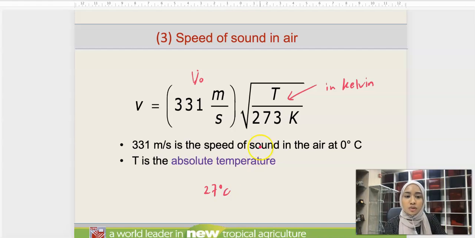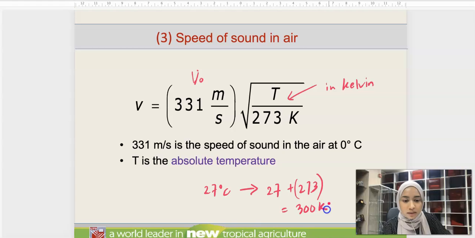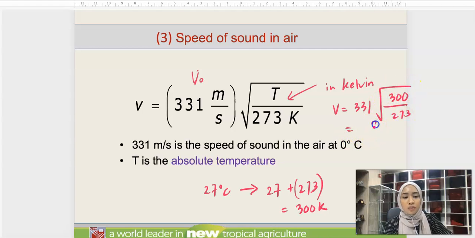If I ask you what is the speed of sound at 27 degrees Celsius, what you should do is convert this degrees Celsius to Kelvin. 27 plus 273, you have to add 273 to convert it to Kelvin. So now it becomes 300 K. So how do I use this equation? V equals 331, that's my V naught, times the square root of 300 over 273, and then you use your calculator, and whatever that value is, is your speed of sound when the air has a temperature of 27 degrees Celsius.